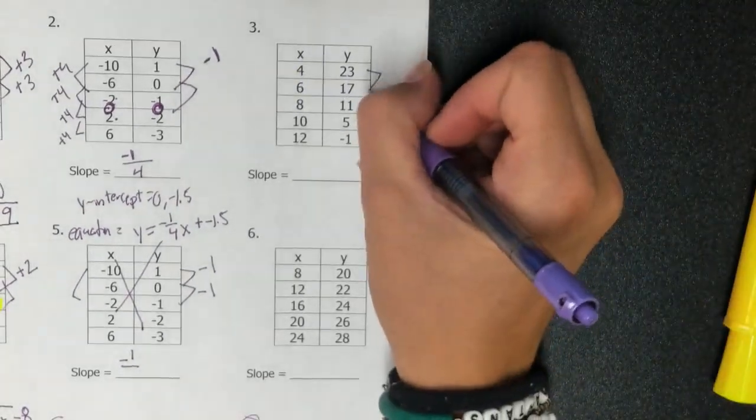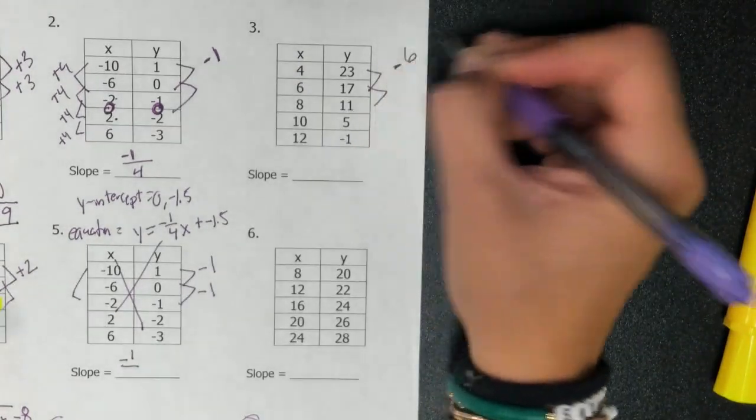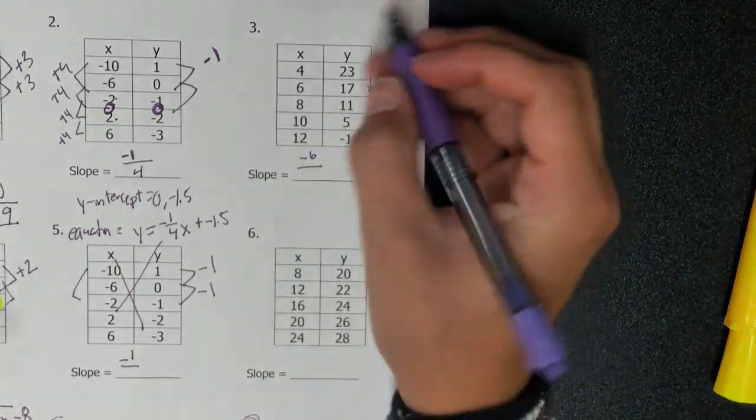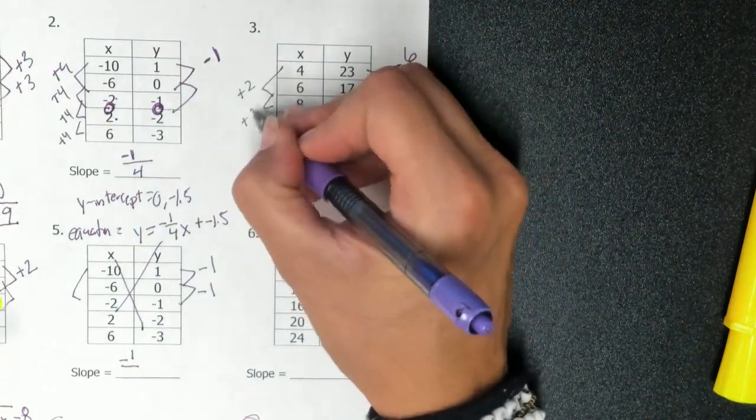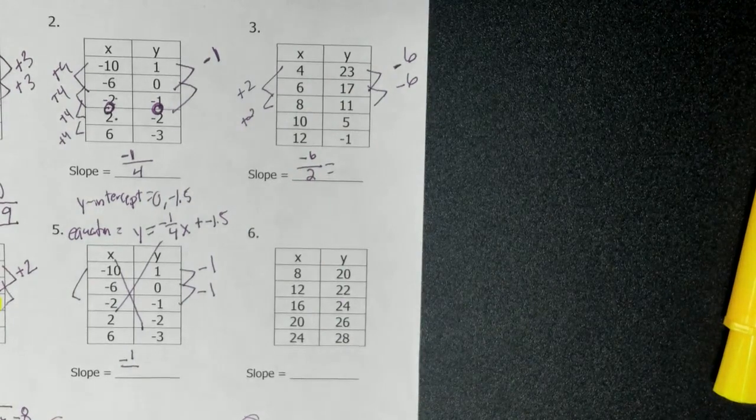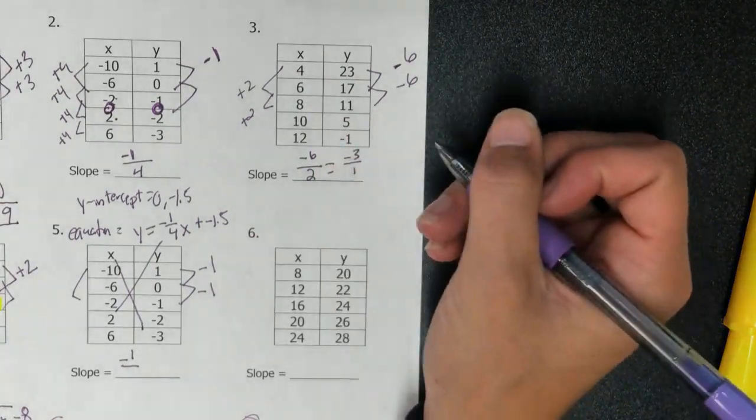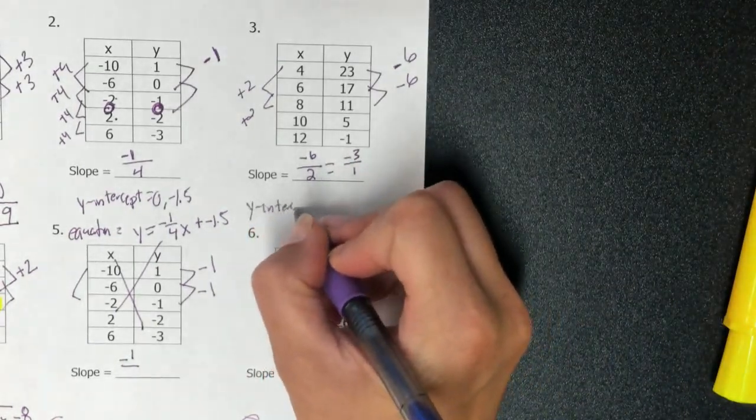All right, number 3. Oh, man, what is this one doing? This one is going down by 6, smaller by 6. Let's look at this one. Oh, looks like this is getting bigger by 2. -6 over 2. Now, I can leave that, but I can also reduce that. Negative 6 divided by 2 is negative 3, so my slope can be negative 3 over 1, or you can just put negative 3.